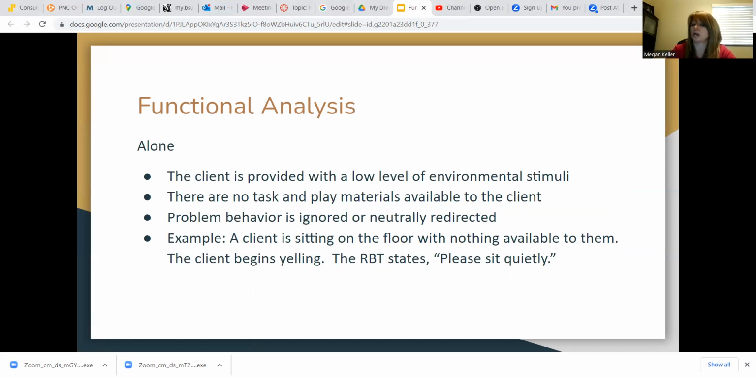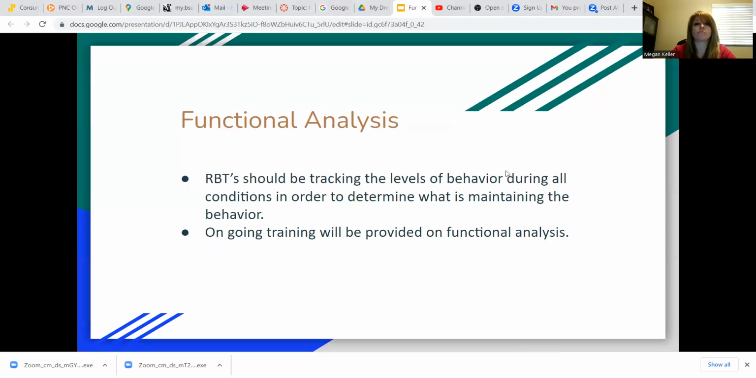An example is a client is sitting on the floor with nothing available to them. The client begins yelling. The RBT states, "Please sit quietly."